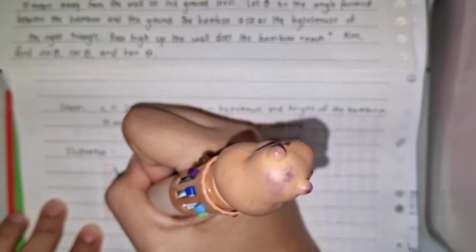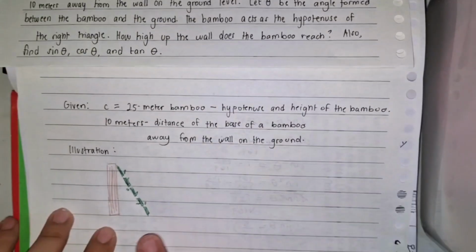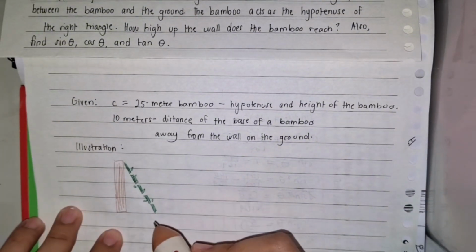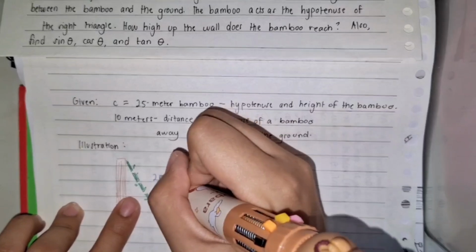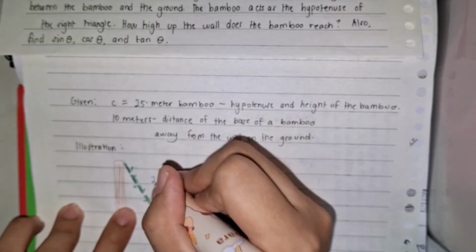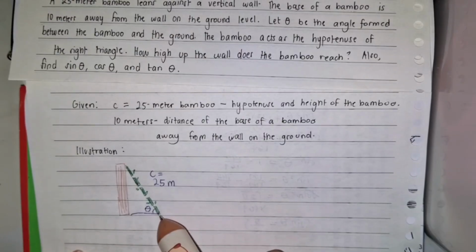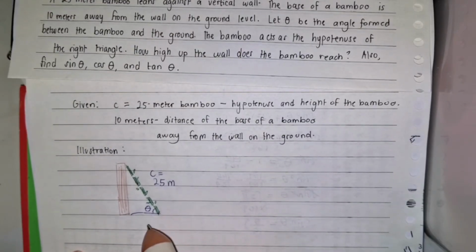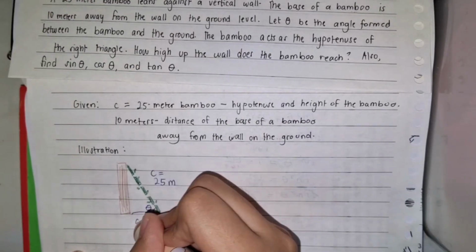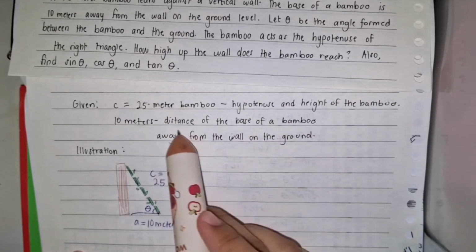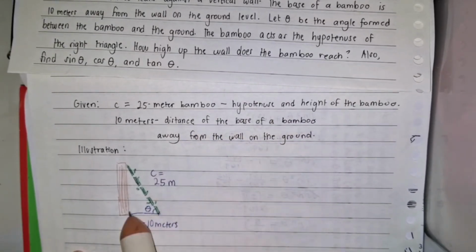Let's add some details. That would be the leaning bamboo. Let's label it. The size of the bamboo is 25 meters, or the hypotenuse, C. And let theta be the angle formed between the bamboo and the ground. And here, you can write the letter A, or 10 meters, which is the distance of the base of the bamboo away from the wall on the ground.